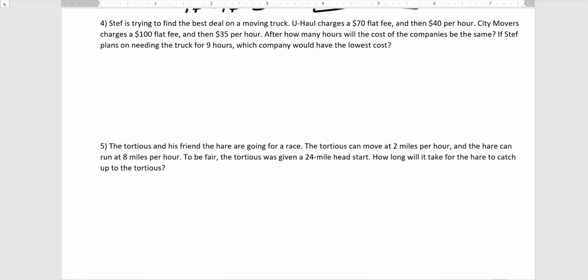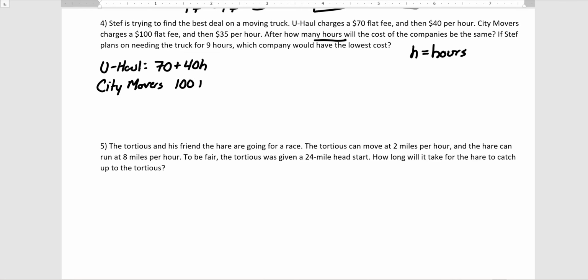All right, so let's break this down here. The question is hours, right? After how many hours? That tells us our variable is again going to be hours. So we'll say h equals hours. Now U-Haul, their expression is a $70 flat fee, which means you paid just that, and then $40 per hour, so 40h. And we want to know when that will equal City Movers. Now, City Movers' expression is a $100 flat fee and then $35 per hour, right? $100 flat fee, $35 an hour.